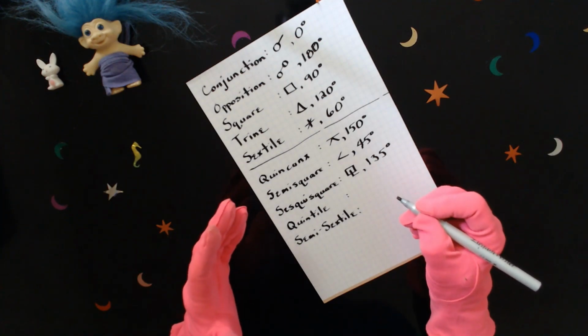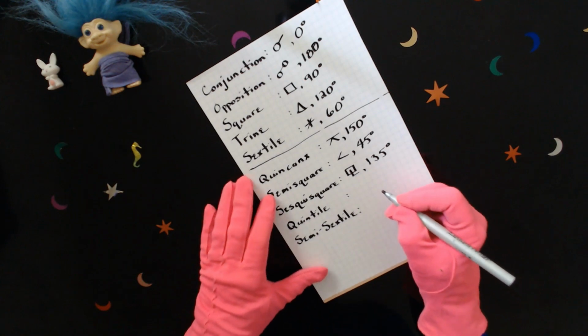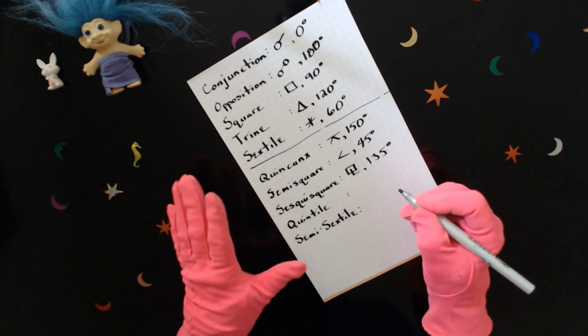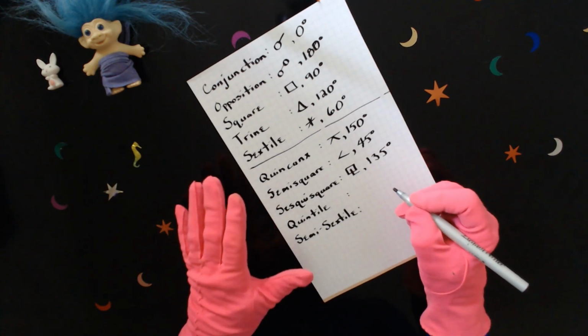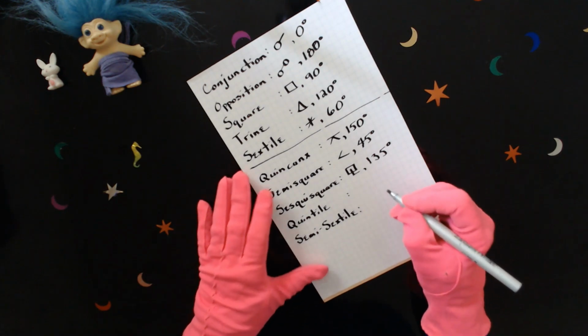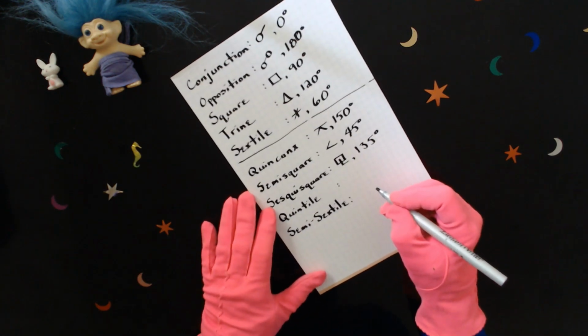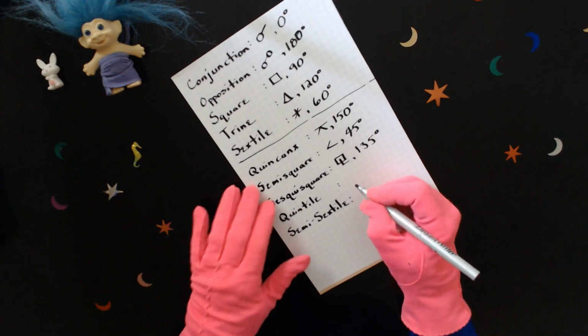And one of my favorite astrologers, Rick Levine, watch him on YouTube. He does these monthly updates. Rick Levine, he's fabulous. He uses these a lot.